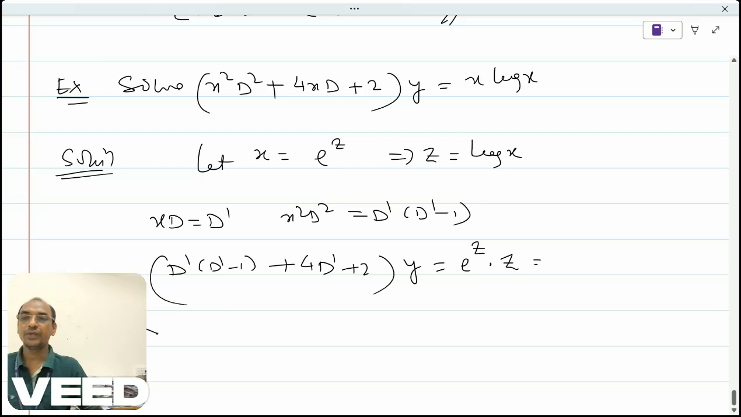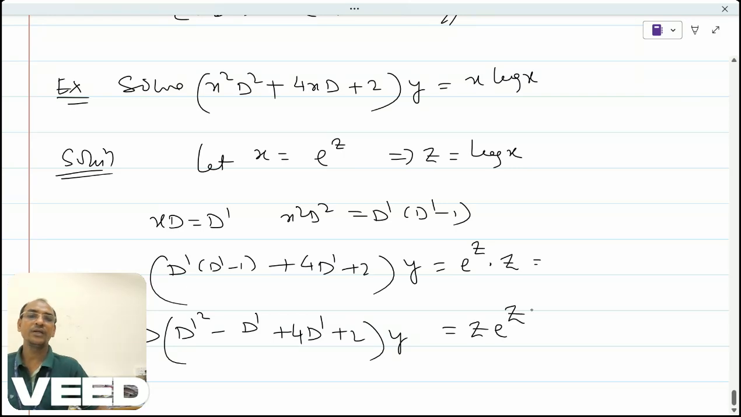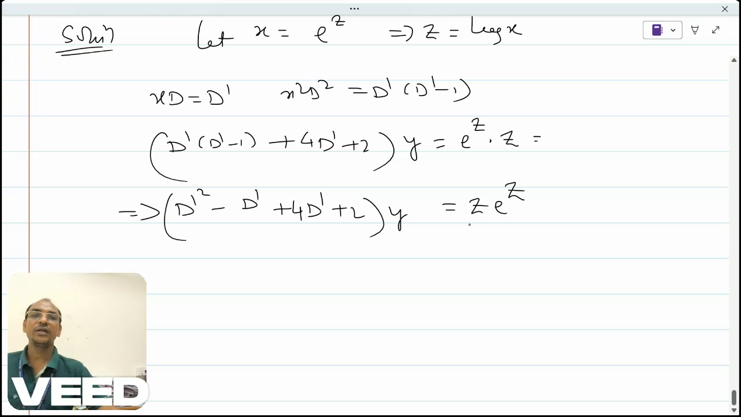And so we can write here D dash square minus D dash plus 4D dash plus 2 of y is equal to z into e to the power z. This is in case of constant coefficient, this is type 4.